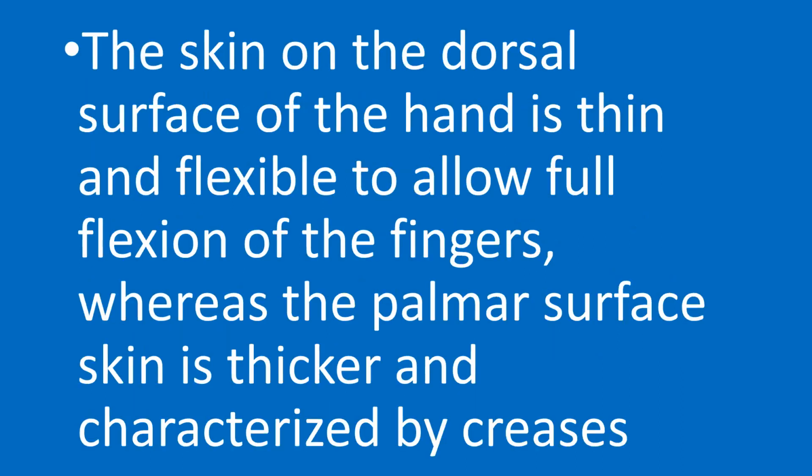The skin on the dorsal surface of the hand, حتى إيه تكونوا شدوا حسوا الجلد. The skin is thin. It is flexible to allow full flexion of the fingers. Whereas the palmar surface, تطلعوا من قدام وبتدسوا بتلاقوا الجلد, you cannot kink it.